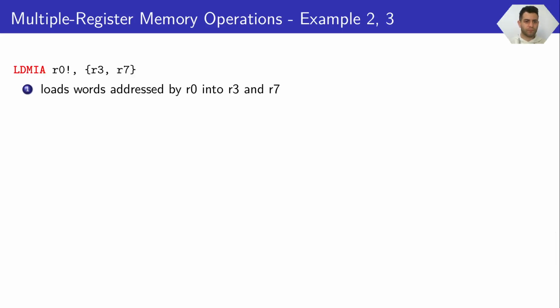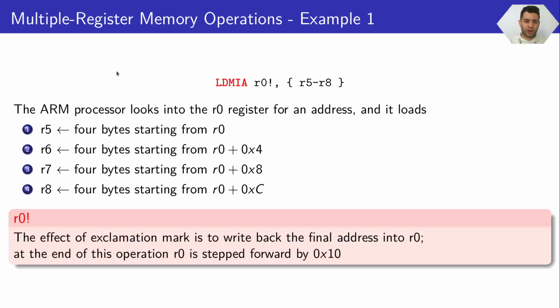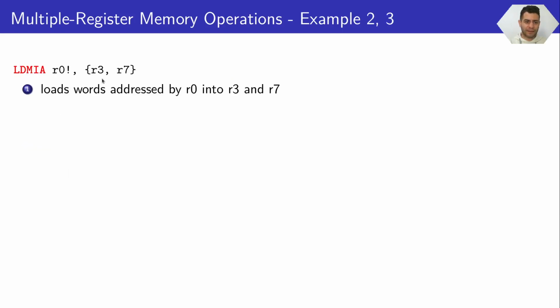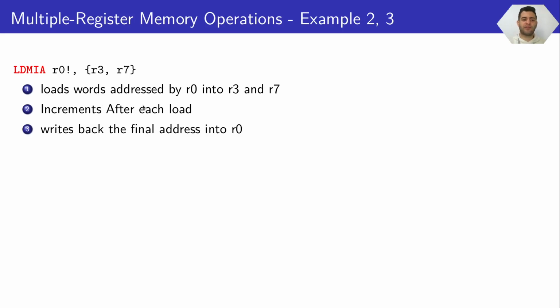Then, example 2, LDM increment after R0, R3, R7. This is a comma, okay? It is not a range like that. It is a comma. So it means that the ARM processor will load the word addressed by R0 into R3, and then R0 plus 4, 4 bytes into R7, and it increments after each load. And then the final result is written back into R0.